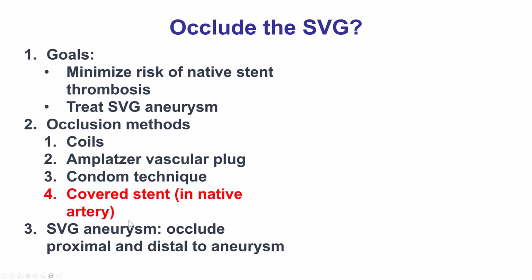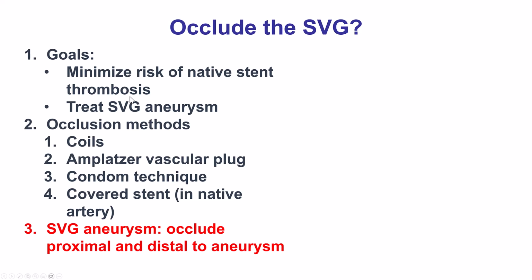The fourth way of closing the saphenous vein graft is by using a covered stent in the native artery. So if everything else fails, or if there is not a good landing zone in the vein graft, then putting a covered stent into the native vessel will also work.